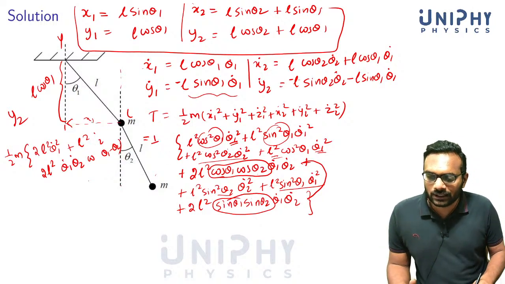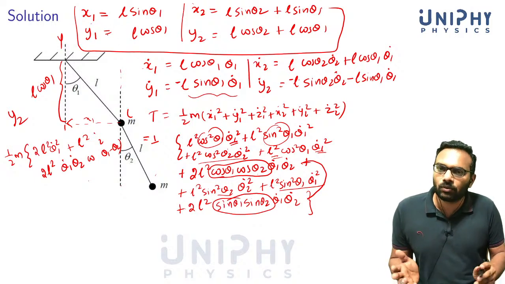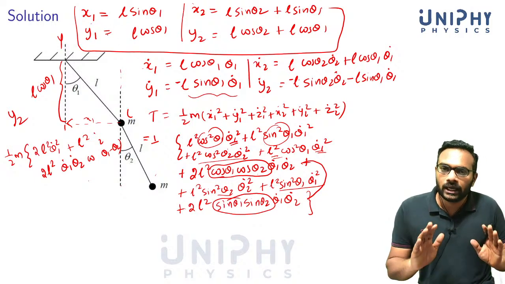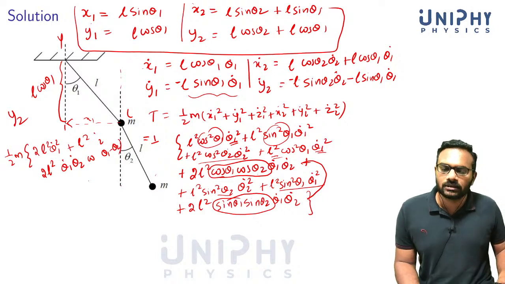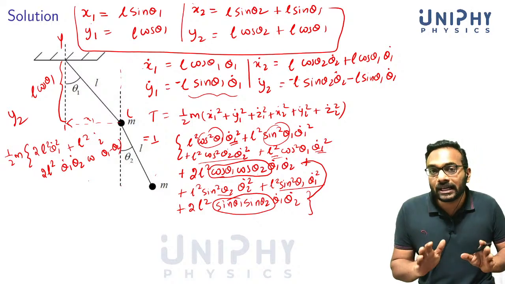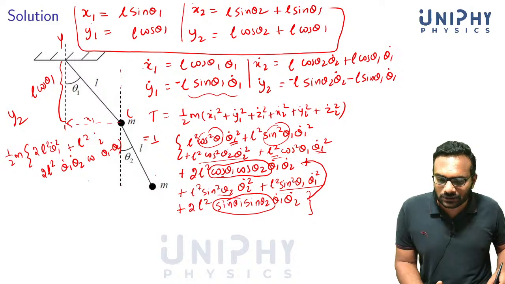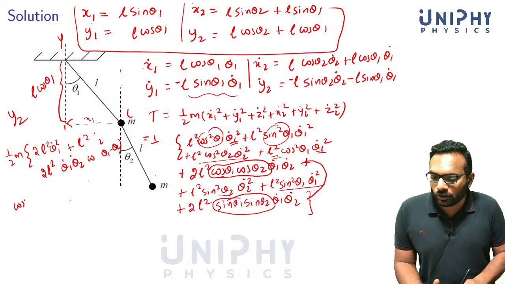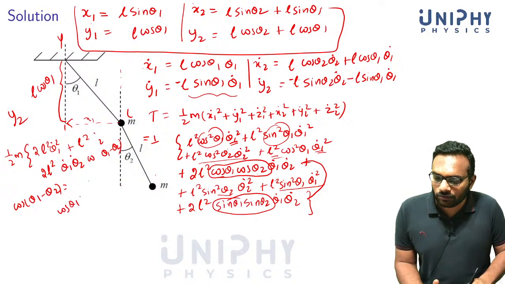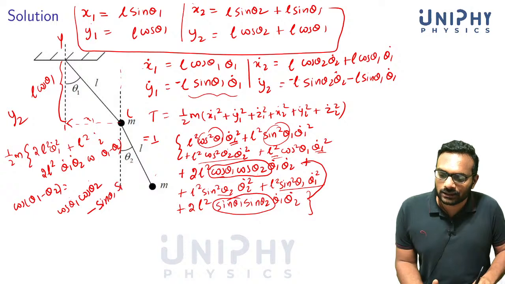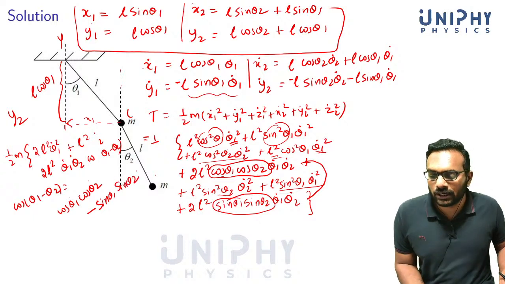So the thing is, what we did is that we found x1, y1 in terms of theta 1 and theta 2, x2 and y2 also we found in terms of theta 1 and theta 2. Then it's just a matter of squaring and adding, and we use this trigonometric identity: cos theta 1 minus theta 2 is equal to cos theta 1 cos theta 2 plus sin theta 1 sin theta 2. That's what we have done here.